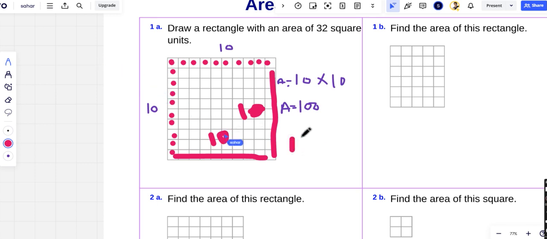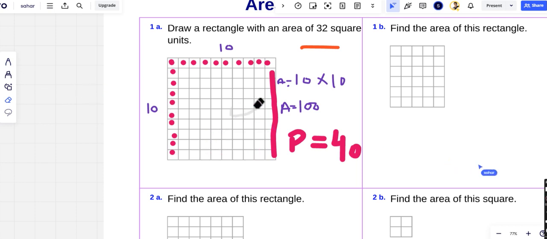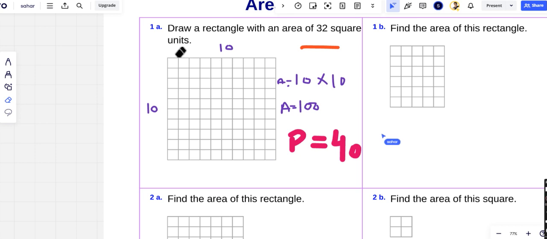Understand? Yes. So perimeter is equal to how much? 40, but it says 32 square. No, actually we just find the rectangle. So this is just for how to find the area and perimeter. Yes, exactly. Now here in this question you check that draw a rectangle with 32 square units.